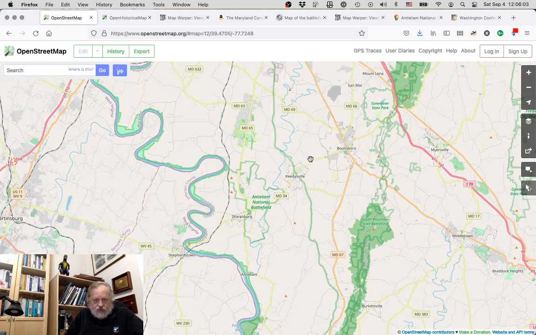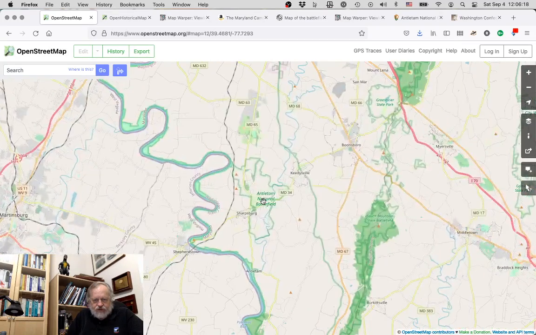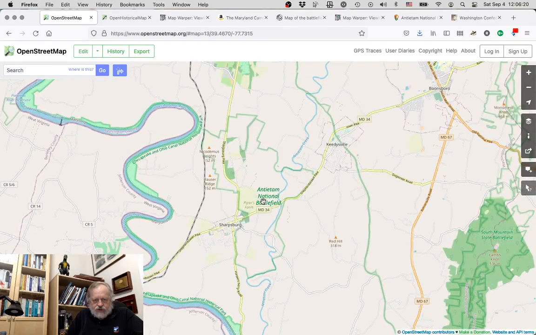So, Antietam, where is it? This is a modern map in OpenStreetMap. Frederick, Maryland, Hagerstown, Maryland, Martinsburg, West Virginia, and the Antietam Battlefield is right here, sitting on the east side of the Potomac River.